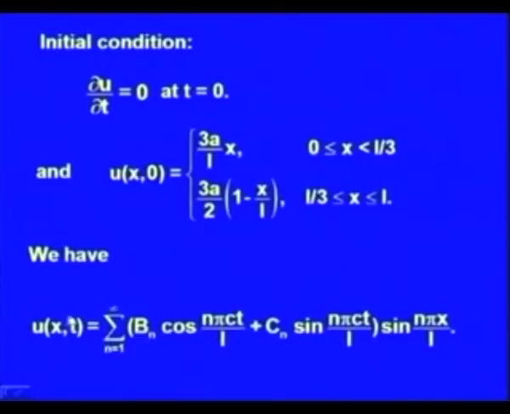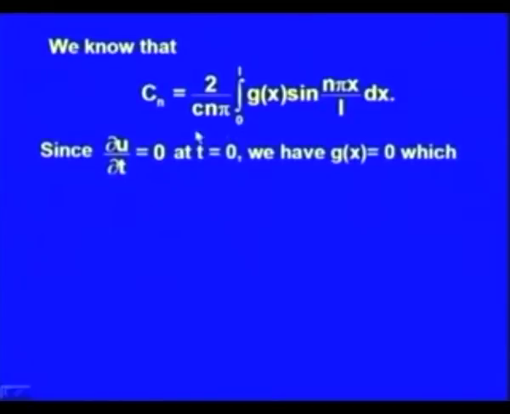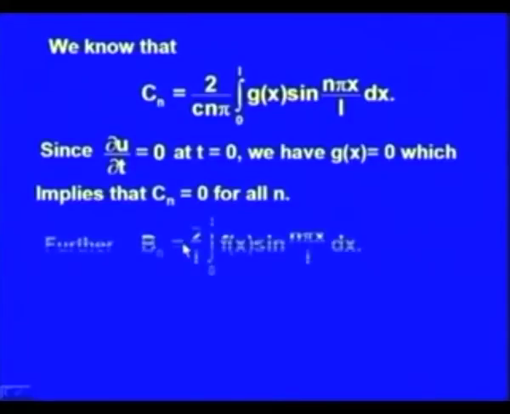Now, we have the solution of the one dimensional wave equation as u(x, t) equal to sigma n equal to 1 to infinity B n cos(n pi c t over L) plus C n sin(n pi c t over L) into sin(n pi x over L). Since delta u over delta t is 0 at t equal to 0, C n is given by 2 over c n pi integral 0 to L g(x) sin(n pi x over L) dx. It follows that C n is equal to 0 for all values of n, because the initial velocity at t equal to 0 is represented by g(x) and we are given the initial velocity as 0. So, g(x) is 0 and so C n is 0 for all values of n.